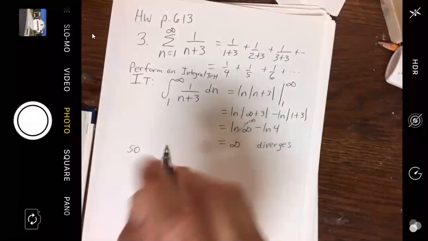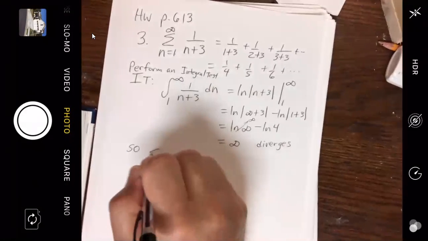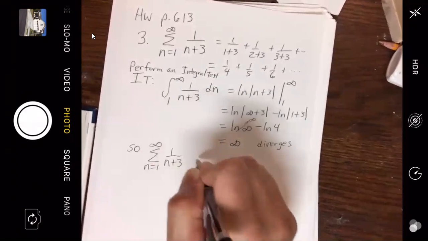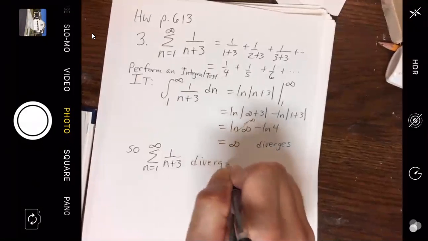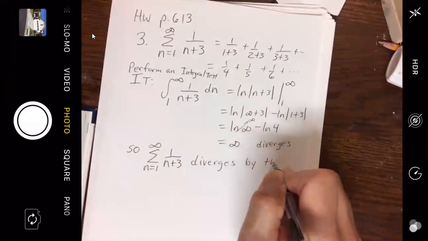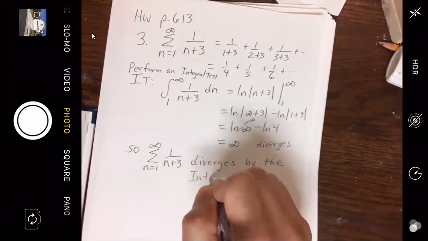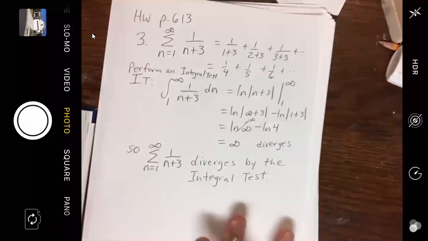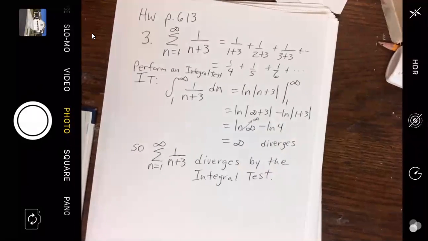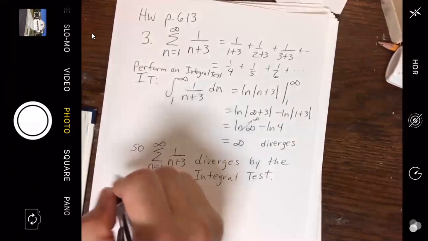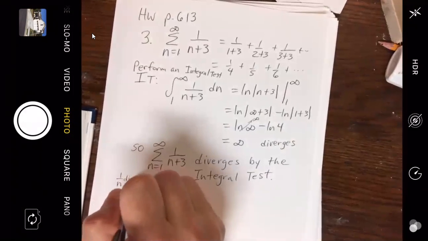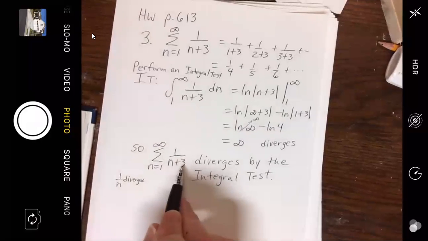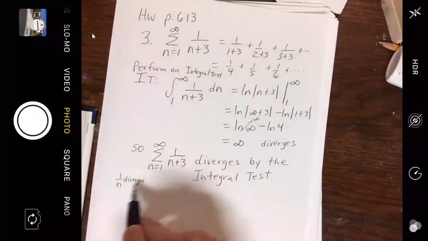So here, you need to draw a conclusion statement. Summation n equals 1 to infinity of 1 over n plus 3 diverges by the integral test. It shouldn't be surprising if 1 over n diverged. You've got the same power here. It doesn't matter if you just shifted it basically left by 3, you'll still diverge.